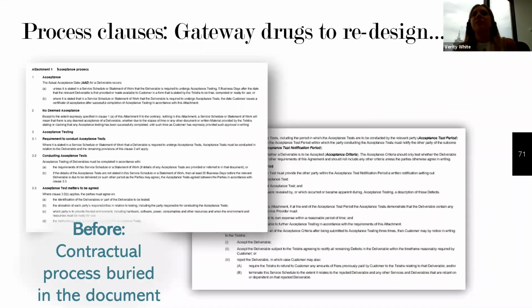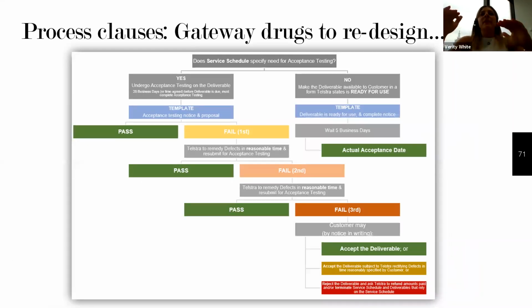Now, if you are wanting to get into some redesign and using some visual elements, I think process clauses are the gateway drugs to contract redesign. So here you can see an acceptance process that's quite long, difficult, hard to read, and if you're wanting to actually understand where you're at, it's quite hard. So here's our redesigned process clause in a flowchart format. So obviously we'd prefer to simplify the process if we could, go back to it and simplify it.